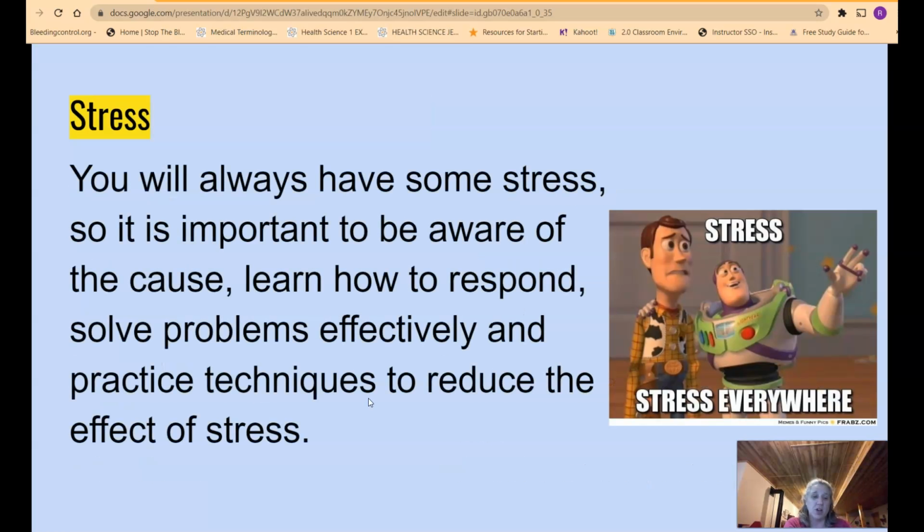You will always have some stress, so it is important to be aware of the cause, learn how to respond, solve problems effectively, and practice techniques to reduce the effects of stress. Your stress does not decrease as you get older. You just have a different type of stress. In college, you'll have a different type of stress than you do in high school. And once you get jobs, they create different types of stress. Being a parent creates different types of stress. So it's always out there. So it's best now to learn how to deal with stress effectively.